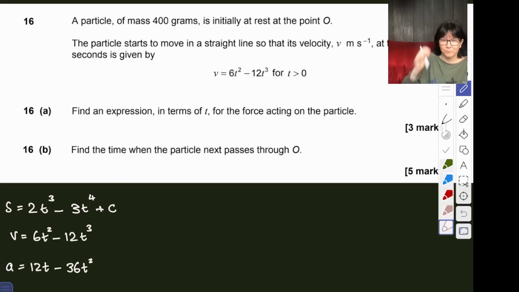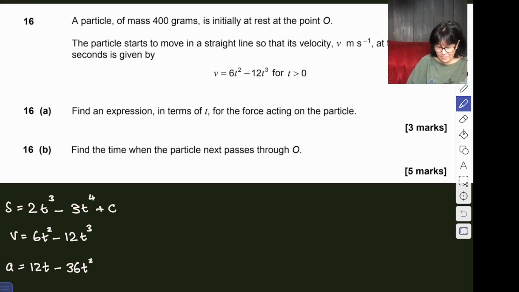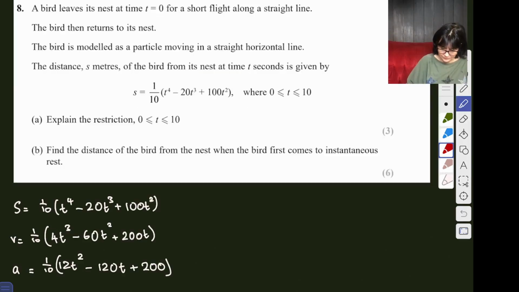Fingers crossed. Okay, so question number 1. How do we know that it is a variable acceleration question? Because it's got V equals with t's in it. We're looking for instantaneously at rest and the distance, not displacement, the distance from one time to another, or change of sign. Okay, this is how we know it's variable acceleration.